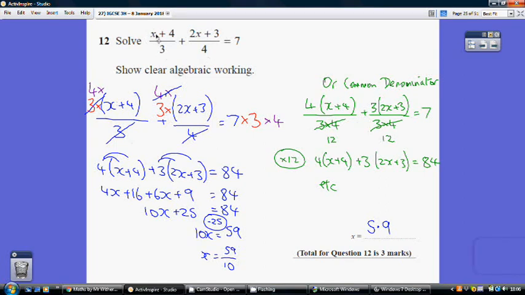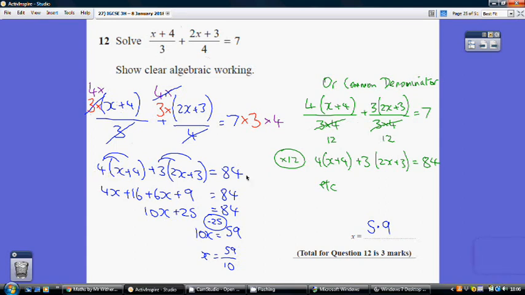So we've got to multiply each of the 3 terms firstly by 3, that's my bit in red. Then secondly we're going to multiply each of the 3 terms by 4, that's my bit in purple. So the 3's cancel here, the 4's cancel here, and I'm left with 4 lots of x plus 4 plus 3 lots of 2x plus 3 equaling 7 times 3 times 4, which is 84. So I get to this line here.